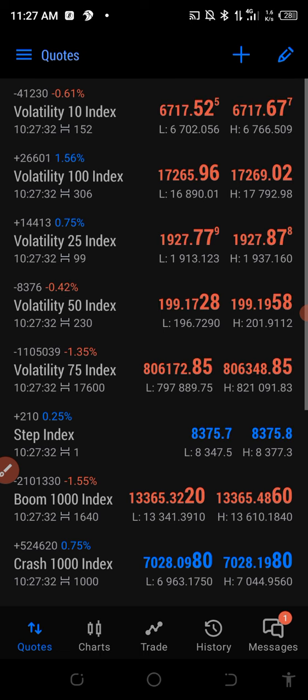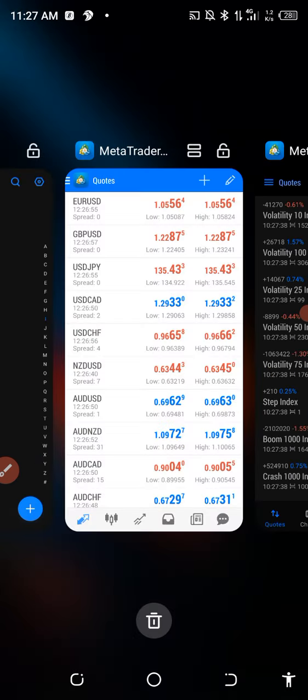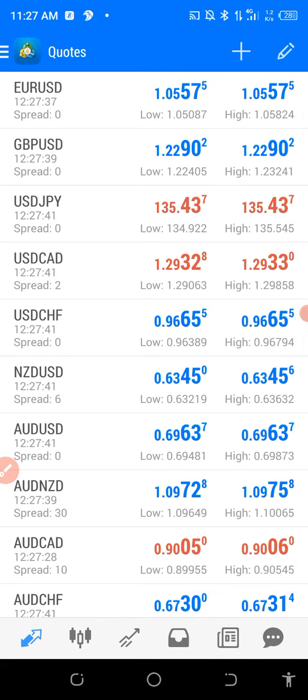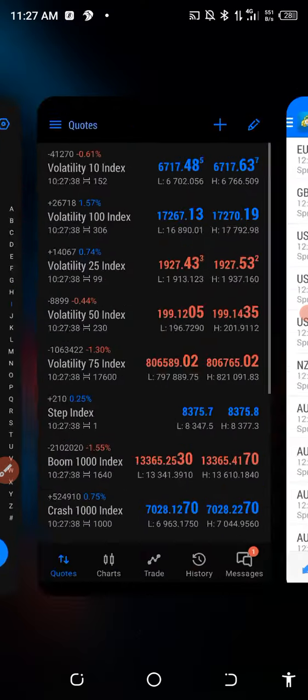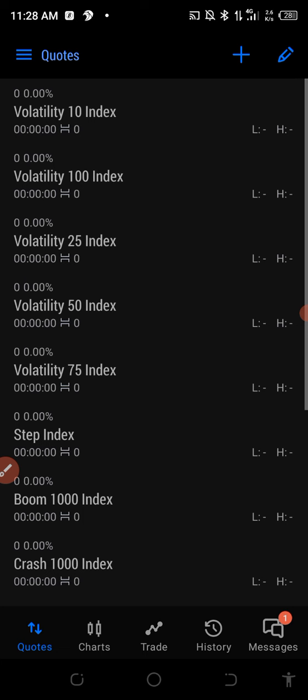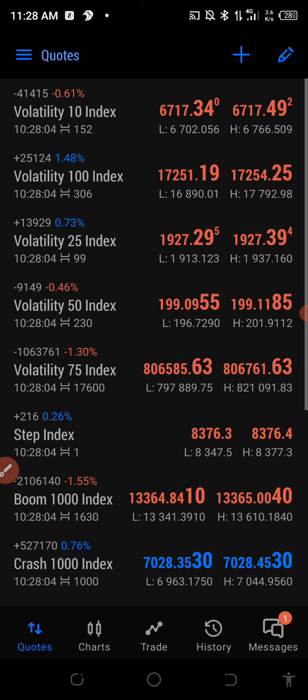So the synthetic market is offered by only Deriv, while on the Forex market there are several brokers, thousands of brokers, that offer the opportunity to trade Forex. You can trade Forex on several brokers, there are so many. I don't want to mention them. But the synthetic market, on the other hand, you cannot find on another broker, only on one broker, and the link will be in the description of this video.